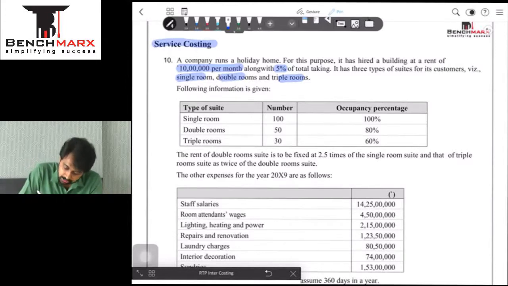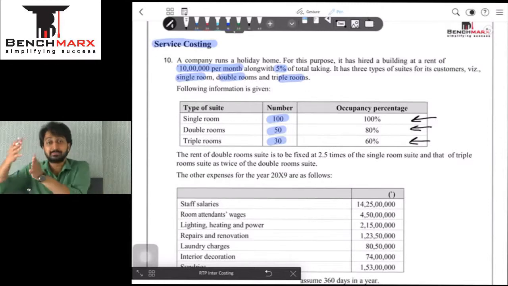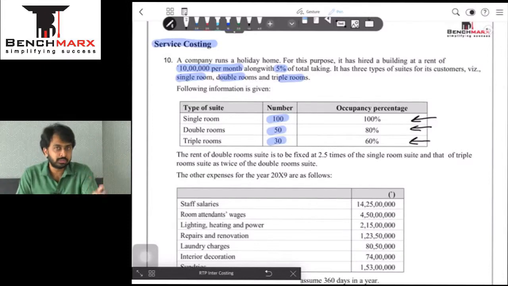Single room has 100, double has 50 and triple has 30, and they've also given us the percentage occupancy as 100, 80 and 60. So number of rooms into number of days into the occupancy percentage will give us the total annual room days. ठीक है.